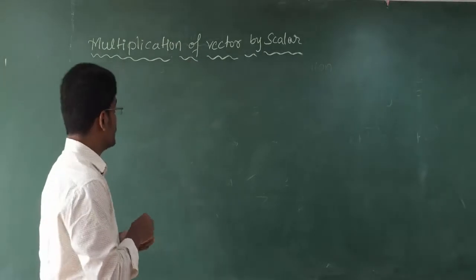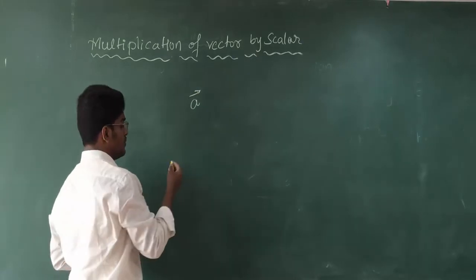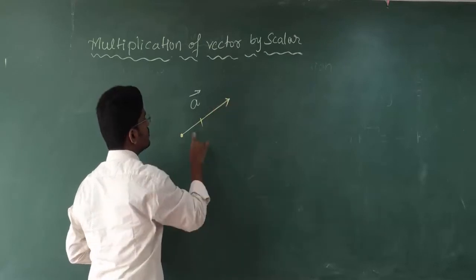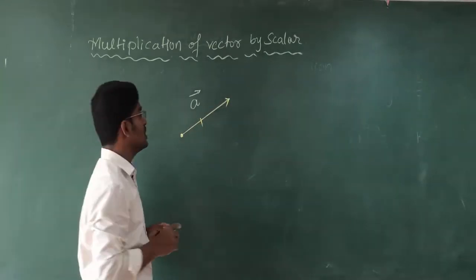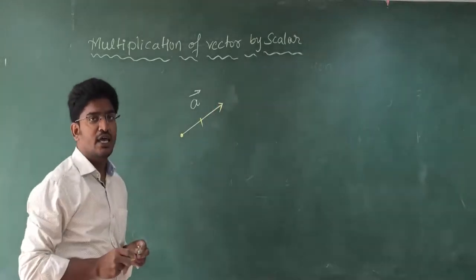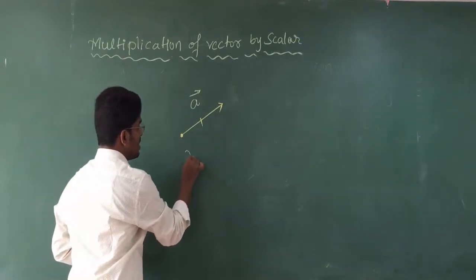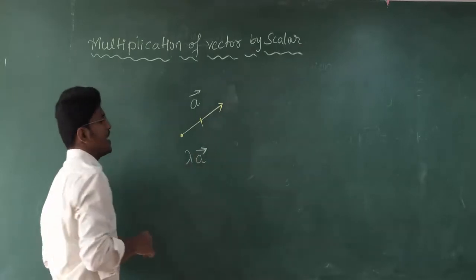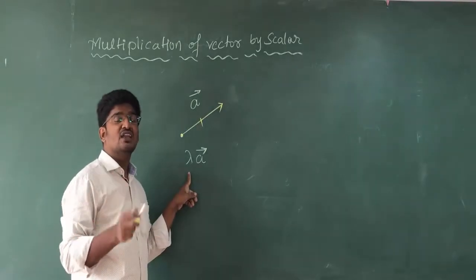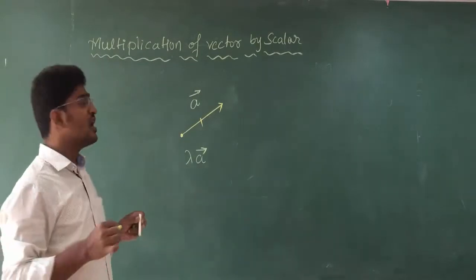Suppose, see here, there is a vector A with 2 units, 1 unit and the second unit. Clear? This is vector A. Now what I have to find? I have to find lambda A. That means lambda is any scalar term. Please remember, lambda is any scalar term.